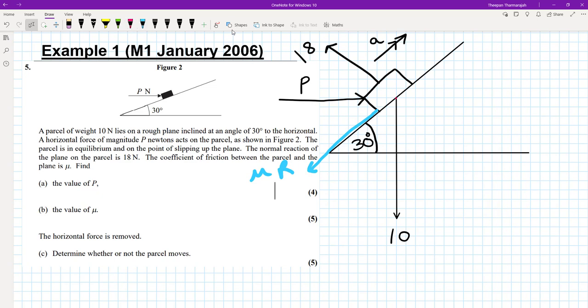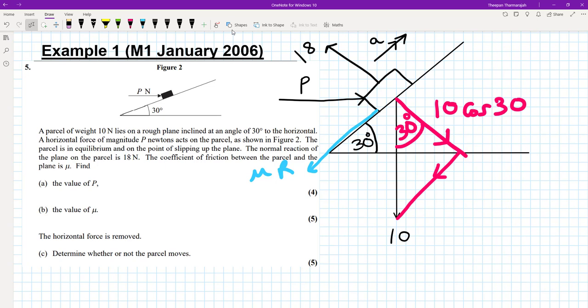So we treat the weight as the hypotenuse of a right angle triangle. Don't forget you must have arrows when you resolve. So this is 30 degrees. The force that contains the angle is cosine, so that's going to be 10 cos 30. And then the one without the angle is sine, so we get 10 sine 30.